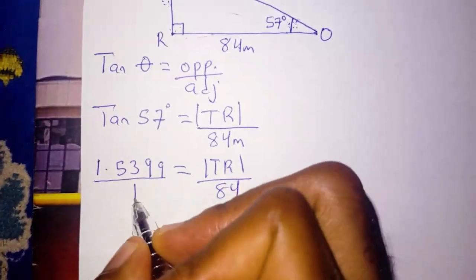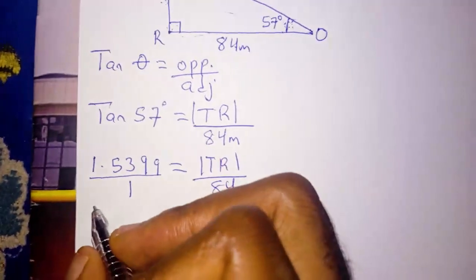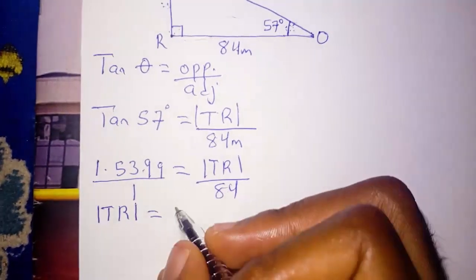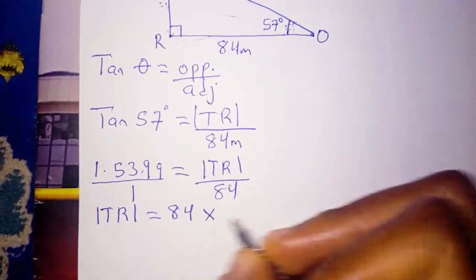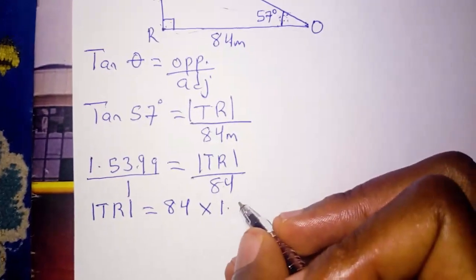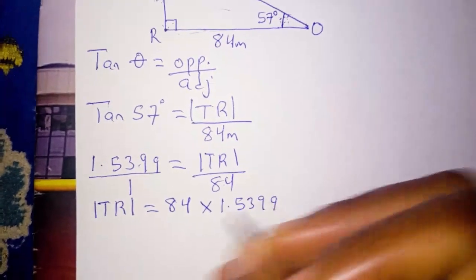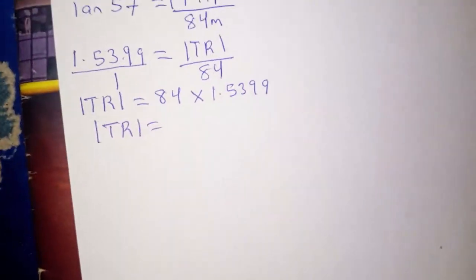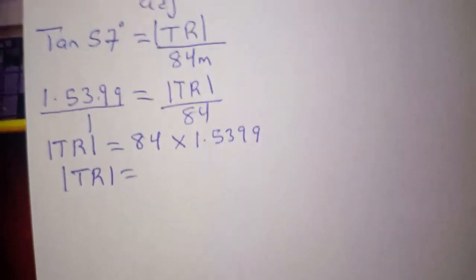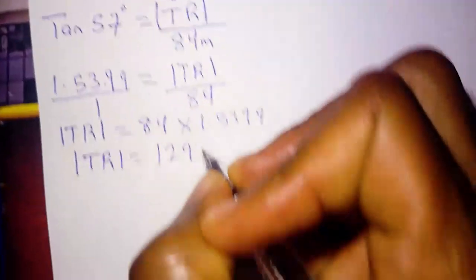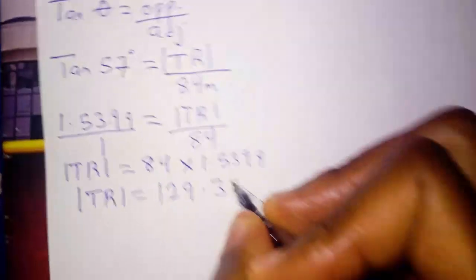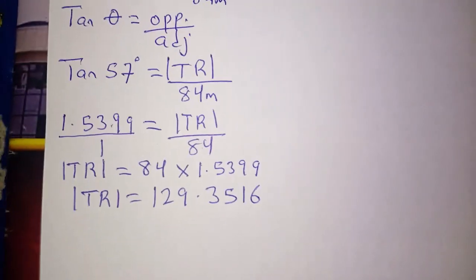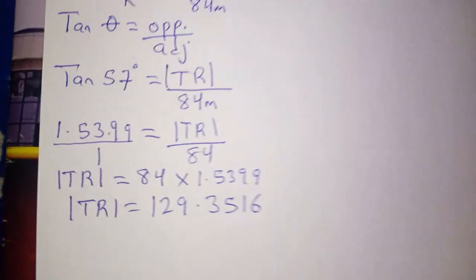You know this is over 1. So cross multiplying, TR times 1 is going to give TR equals this times this, 84 multiplied by 1.5399. When you press 84 times 1.5399 on your calculator, that should give you 129.3516. So this is the answer written to 4 decimal places. That is the default way you are supposed to write the answer.